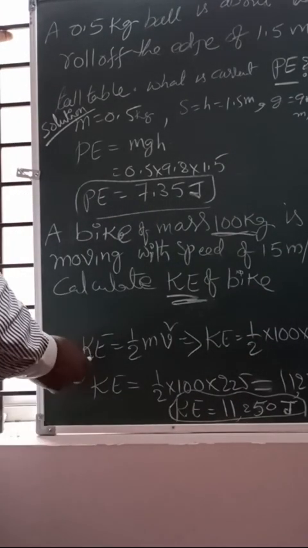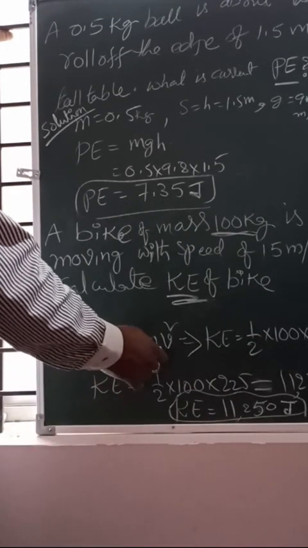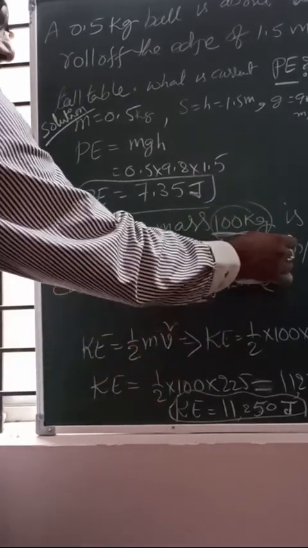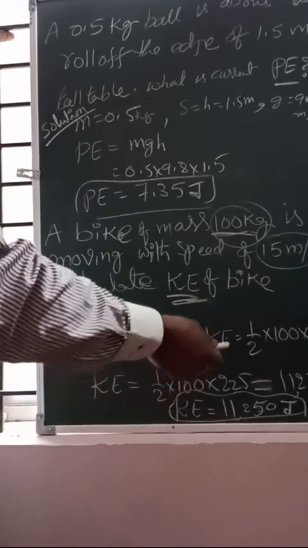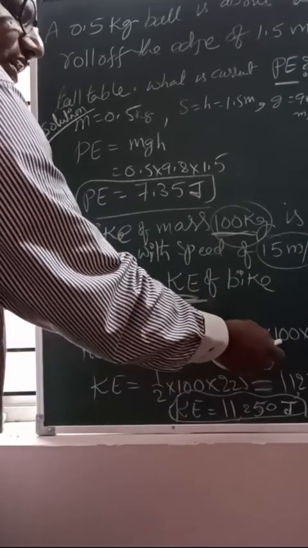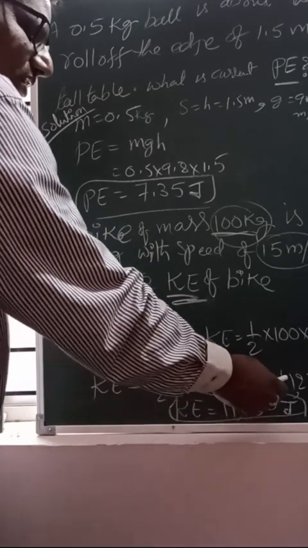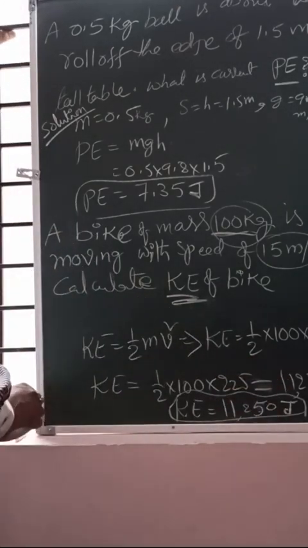Then kinetic energy K equals half mv squared. Mass is 100, speed is 15. So half into 100 into 15 squared. So kinetic energy K equals 11,250 joules. These are all basic concepts belonging to work, power, energy.